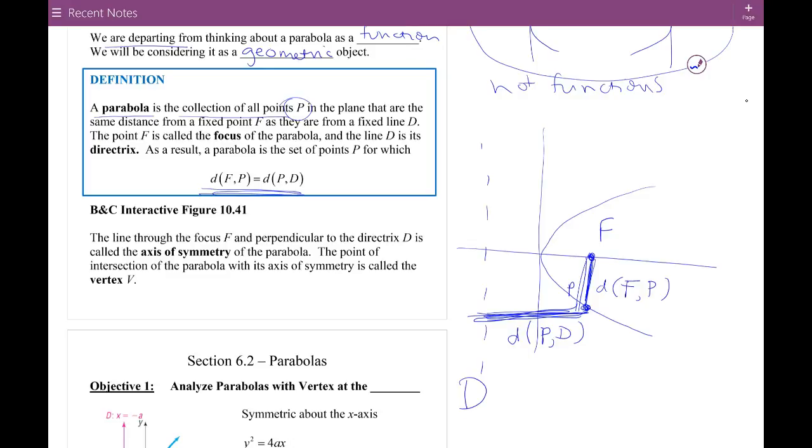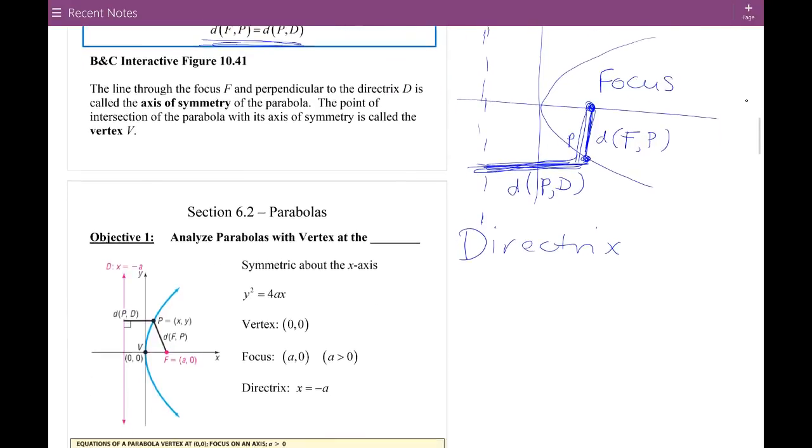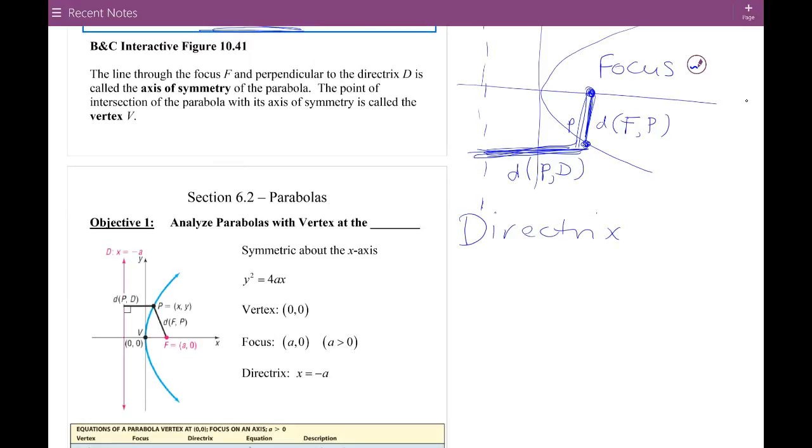So it's the collection of all points P, so this is points on the parabola, that are the same distance from a fixed point F as they are from this line D. The point F is called the focus. We use F for focus, and the line is called the directrix. This is a lot of Latin. So I'm going to show you an interactive figure that makes it more clear how the shape of the parabola changes as the focus moves, and help you get a sense of how these parabolas work when we're thinking of them as geometric objects.